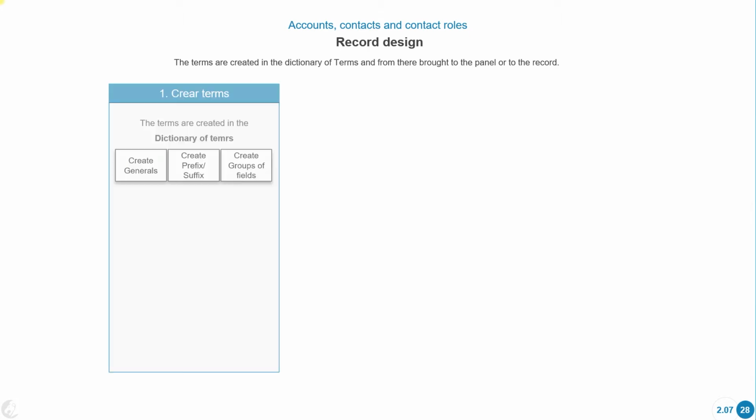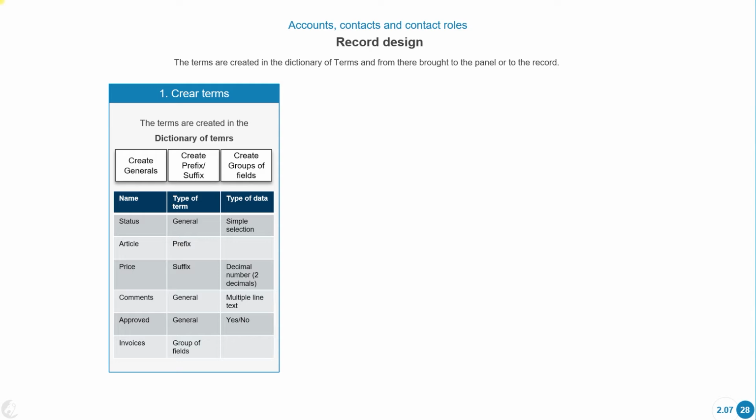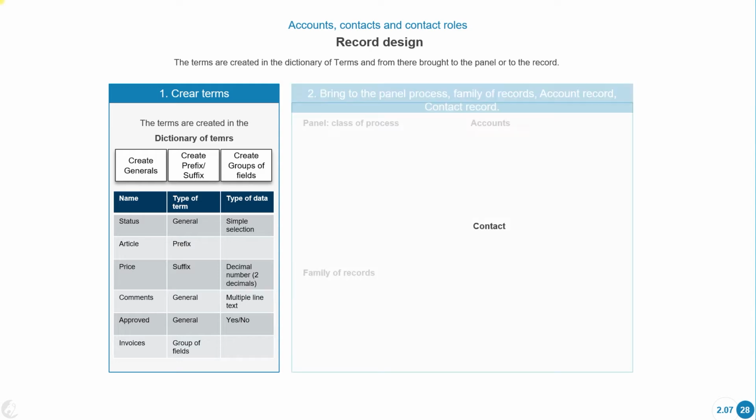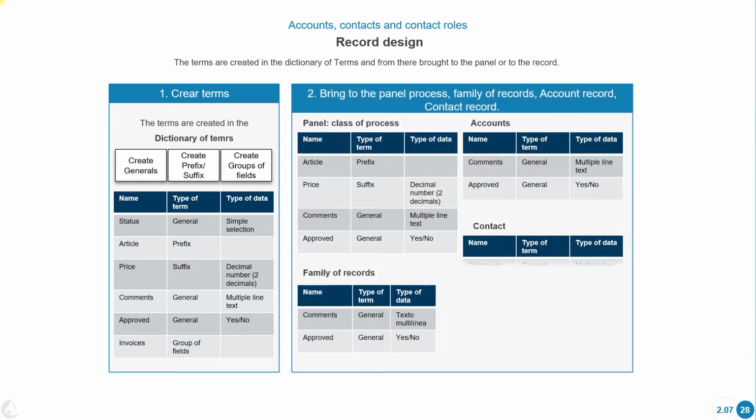How we design this record. We are going to see where and how we can design the account and the contact records. We can do it the same way we have been doing it with the family of records and the processes. We create the terms in the dictionary of terms, and from there we bring them to the panel or the record. Once we have the terms in the class of processes or in the families of records, we can add them to the forms that are used in each of them.